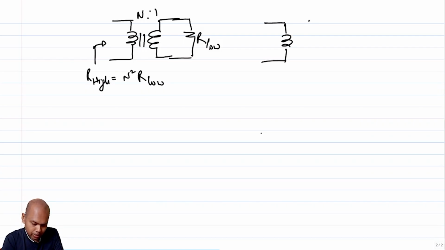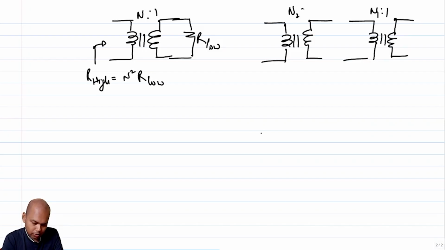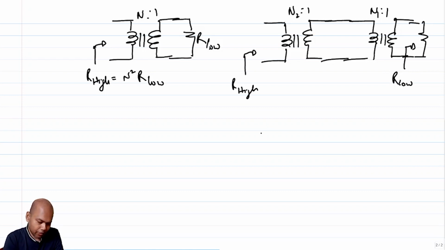I can do it in 2 steps. Let's say I have one transformer here and I have another transformer here, and I call this n1 is to 1 and I call this n2 is to 1, and here I have R low and here I have R high. And note that now I have an intermediate step to take care. The intermediate step I call Ri.